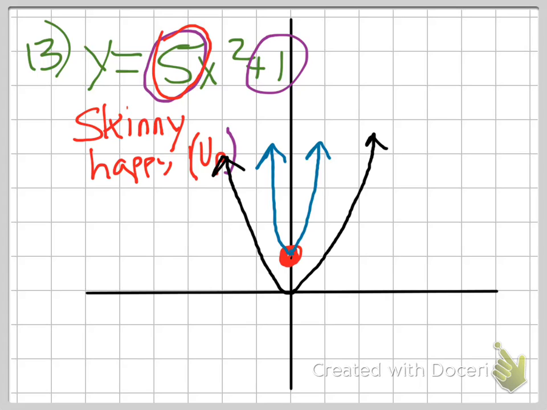Again, I could draw an XY chart with different numbers in there, but this just gives you the general quick sketch of what each part of the equation does to the graph.